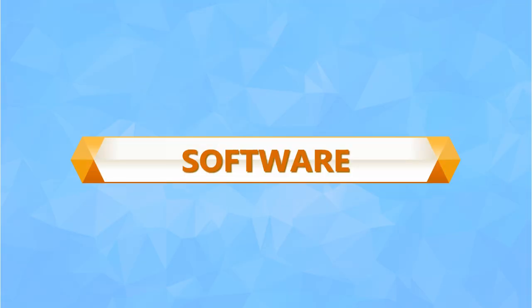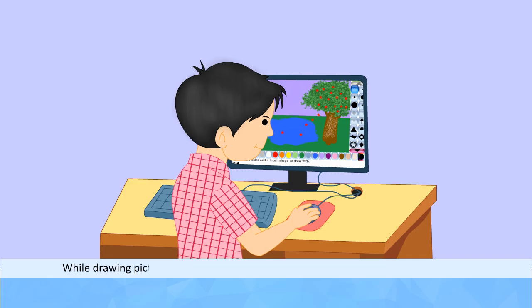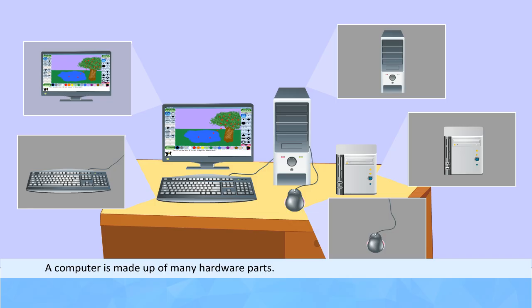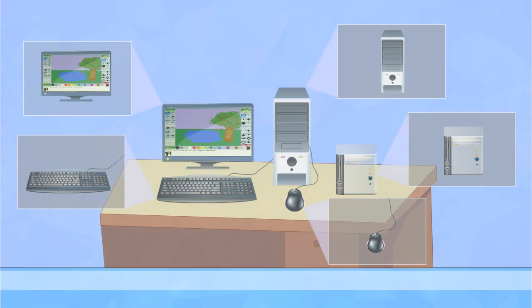Software. While drawing pictures in Paint program, we use a computer mouse to draw and see our picture on the monitor. The mouse and monitor are hardware parts, while the Paint program is a software. A computer is made up of many hardware parts. These hardware need instructions to work. A set of instructions given to a computer to make it work is called a program. One or more computer programs make a software.